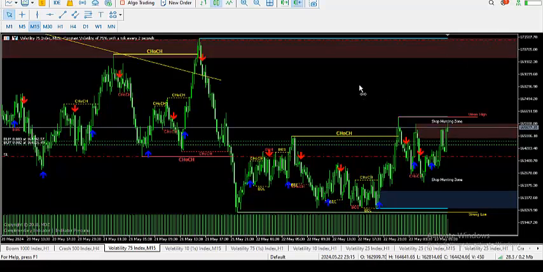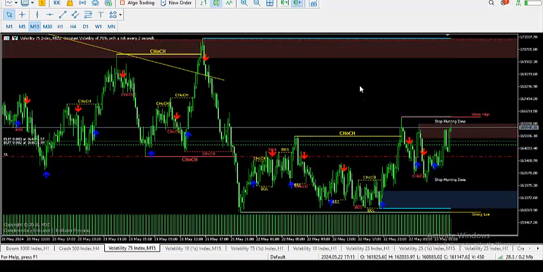So when you want to get a system, or you want to use a trading indicator, you want to make sure that the risk to reward ratio is very good.